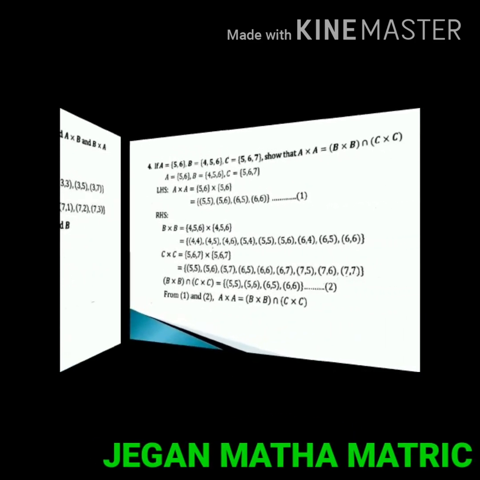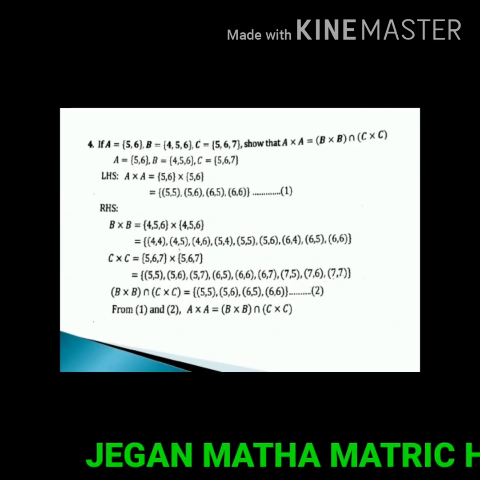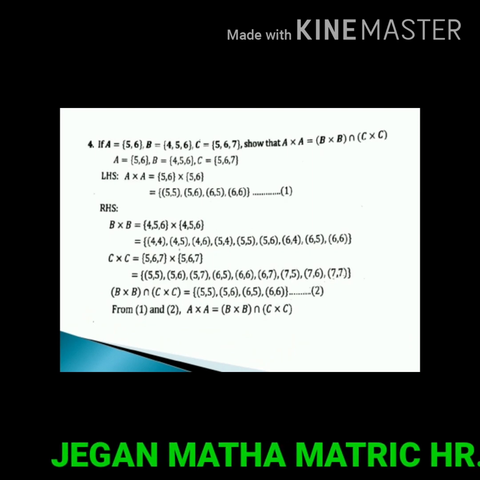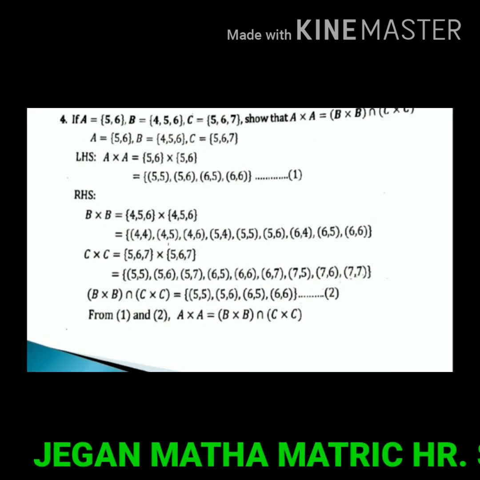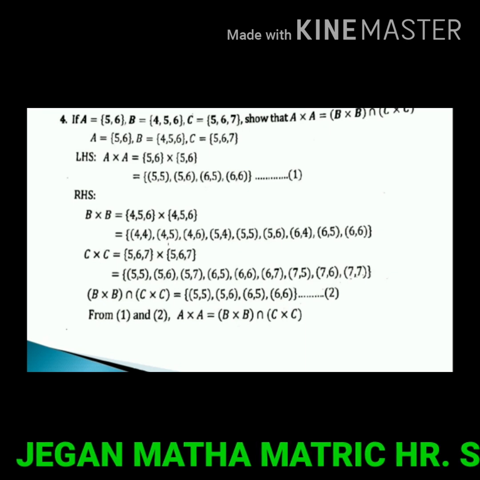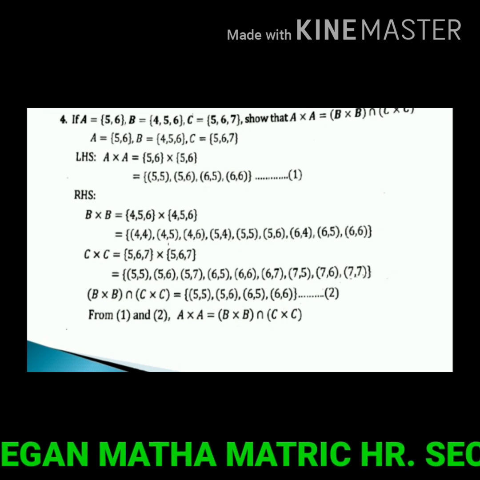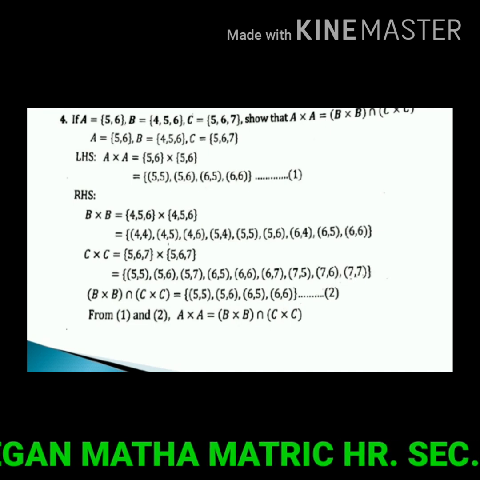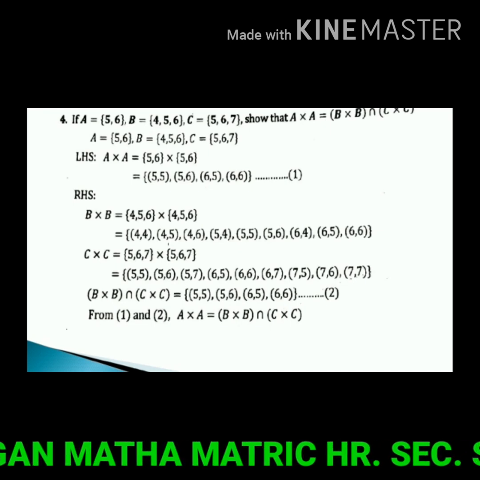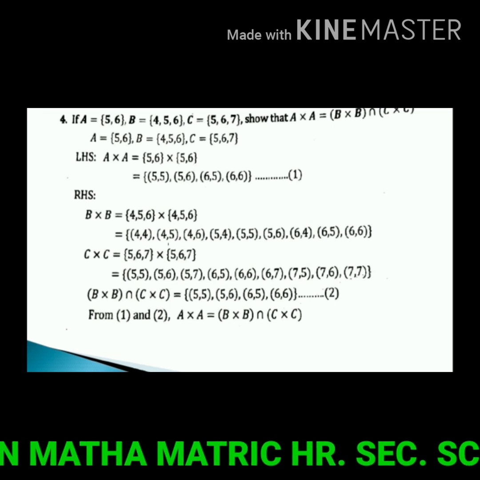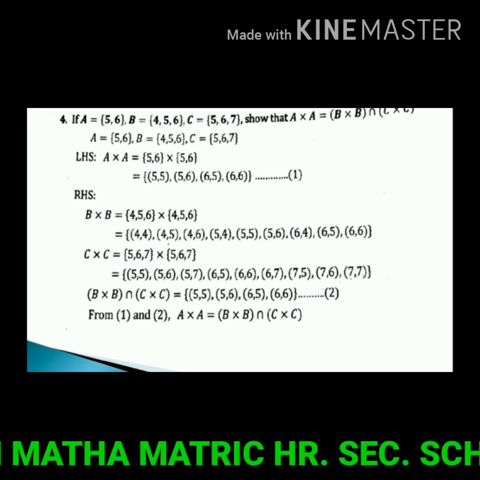The next one: if A is equal to {5, 6}, B is equal to {4, 5, 6}, C is equal to {5, 6, 7}, show that A cross A is equal to B cross B intersection C cross C. Then A is {5, 6}, B is {4, 5, 6}, C is {5, 6, 7}. First we find the left hand side, A cross A.